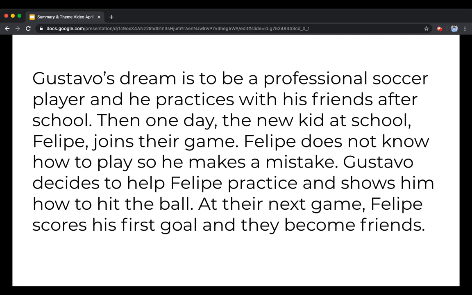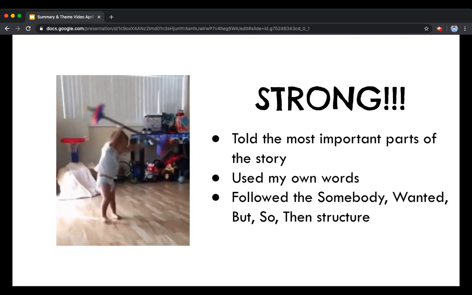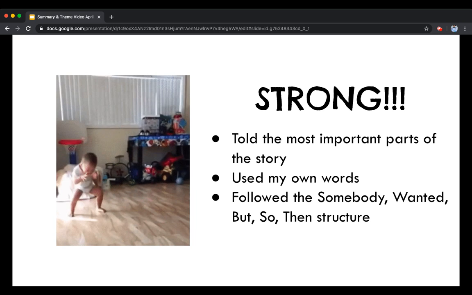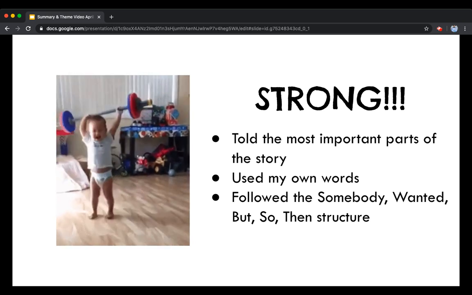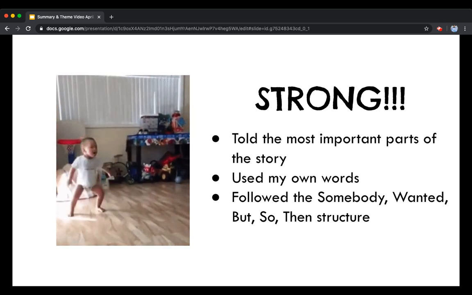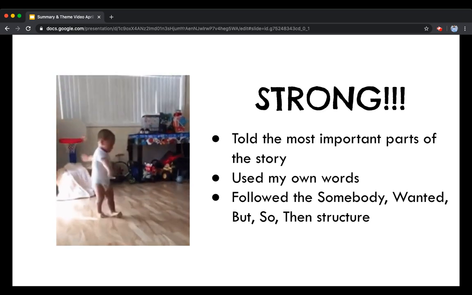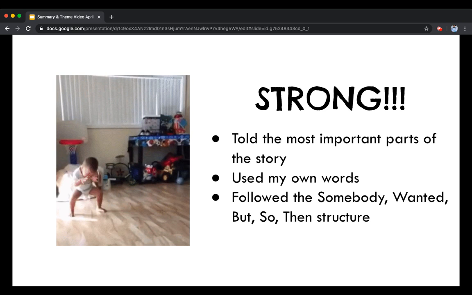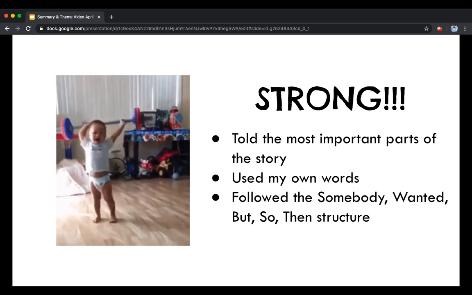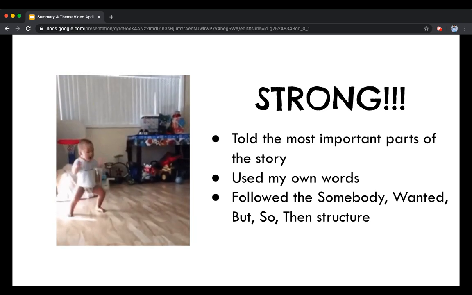So if you were thinking that this is a strong example of a summary, you are correct. In that summary, I told the most important parts of the story. I used my own words, and I started out and followed the somebody wanted but so then structure. And that structure really, really helped me make a solid summary.